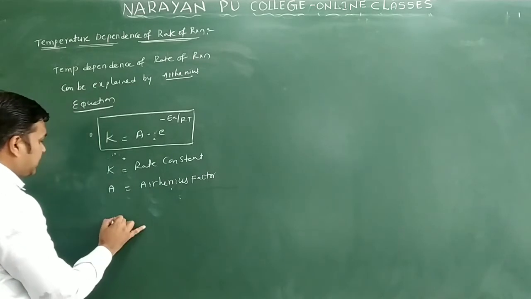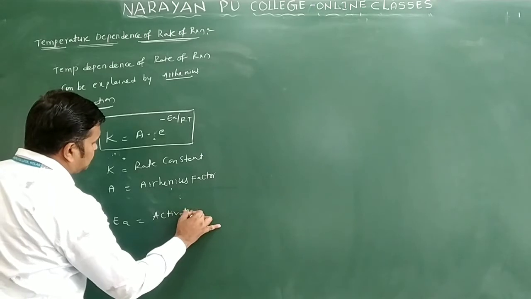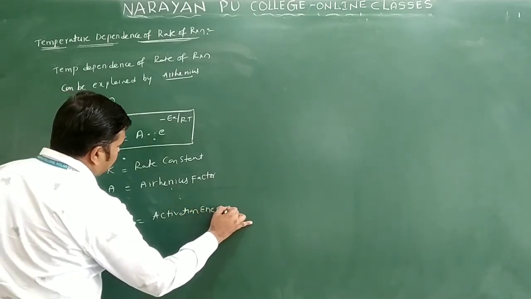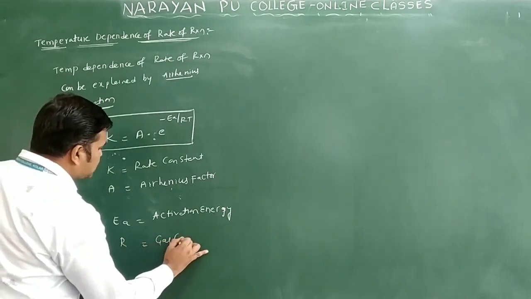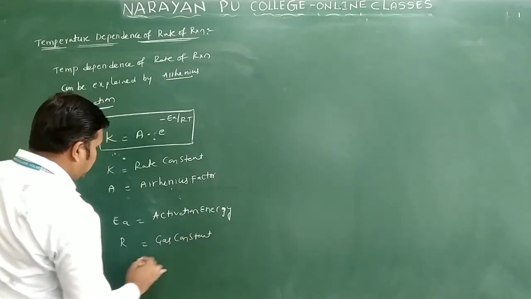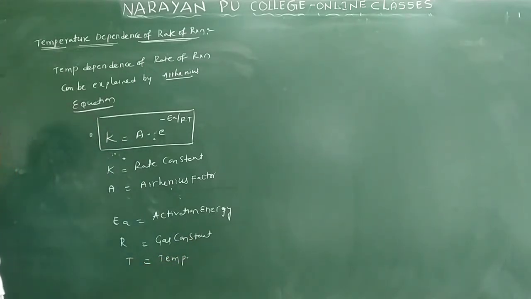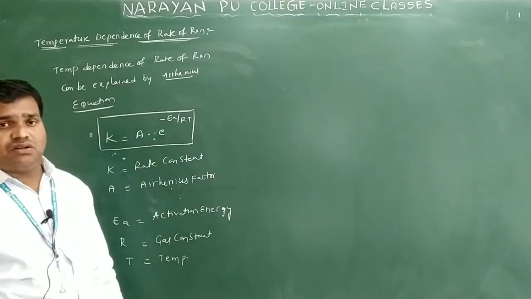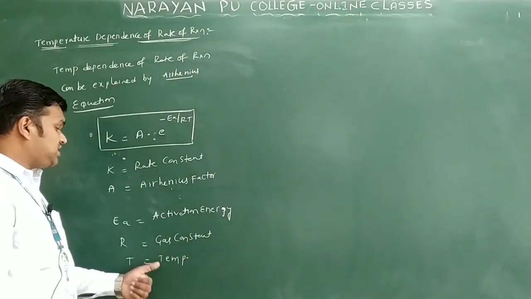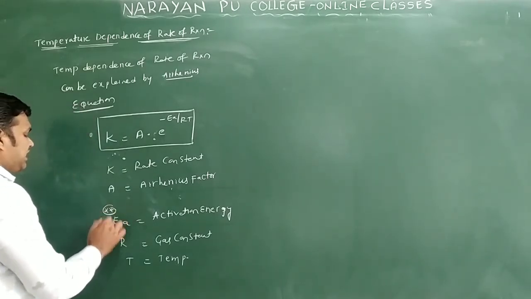A is equal to the Arrhenius factor, also called the frequency factor. E is equal to activation energy, R is equal to the gas constant, and T is equal to temperature. K is the rate constant. We will discuss this term Ea later.